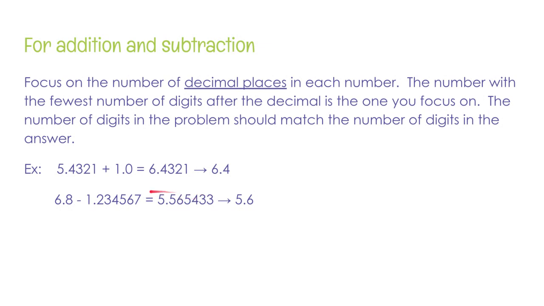So I'm going to take this 5.565433 and I'm going to round it so that I only have one number after the decimal. This 6 kicks the 5 up because it's a big number, kicks it up. So 5.565 whatever becomes 5.6. Okay? You with me so far? If not, back it up and watch again.